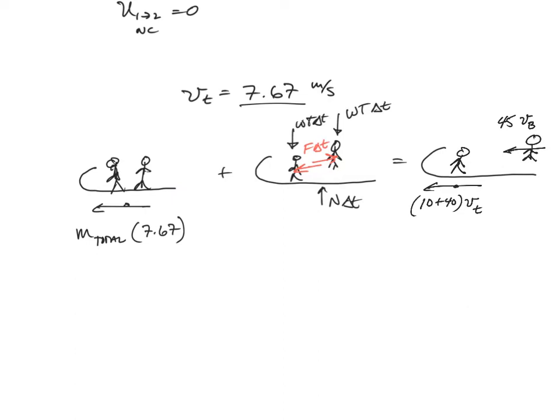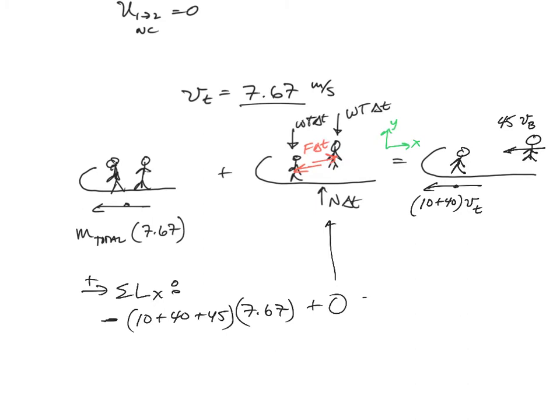So we need our coordinate system. And so we end up here with a desire to use linear momentum in the x direction. But as we do that, we're going to end up finding that 10, 40, 45 times the 7.67. Again, that would be negative. It's going to the left. I've defined to the right positive. I've got 0 from my middle term. And then I've got a minus 50 times VT, and then minus 45 times the velocity of the boy.